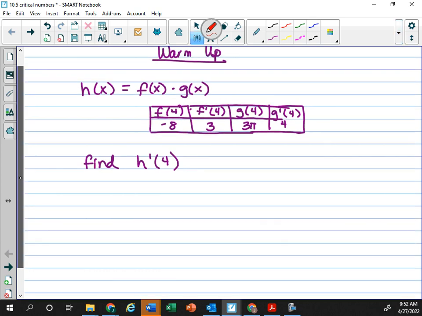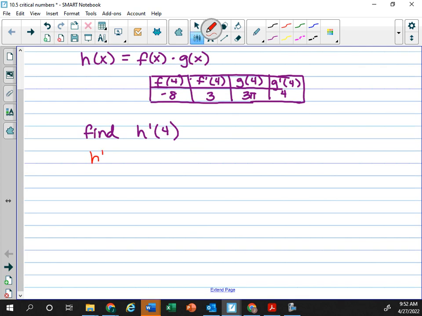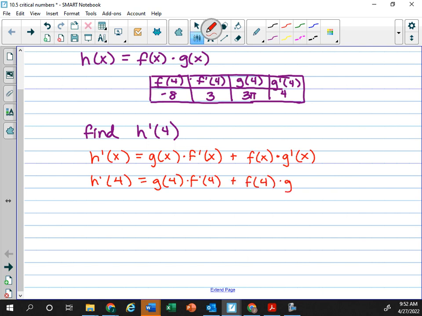All right, guys. So first, you've got to remember your product rule. If I just want h prime of x, that's going to be g of x times f prime of x plus f of x times g prime of x, right? So if I'm looking for h prime of 4, it's that, but with 4's in instead. So g of 4 times f prime of 4 plus f of 4 times g prime of 4. And then you're literally just plugging in those values from the chart.